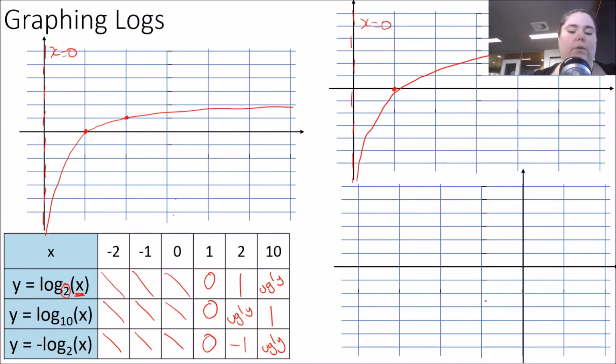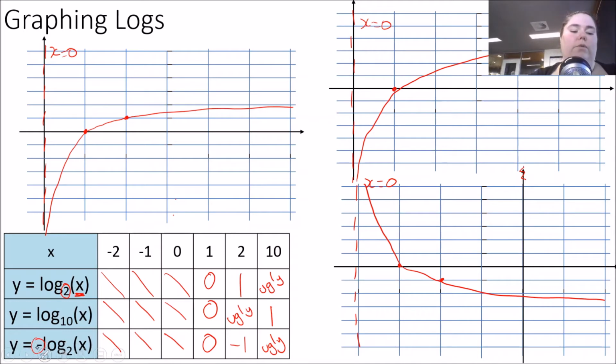And for the last one, I didn't mean to put my axes there. We're pretending this is my axes. So 0 and negative 1. That guy is our reflection. Just like with everything else, when you've got a negative right out the front, that is a reflection about the x-axis, so he is flipped.